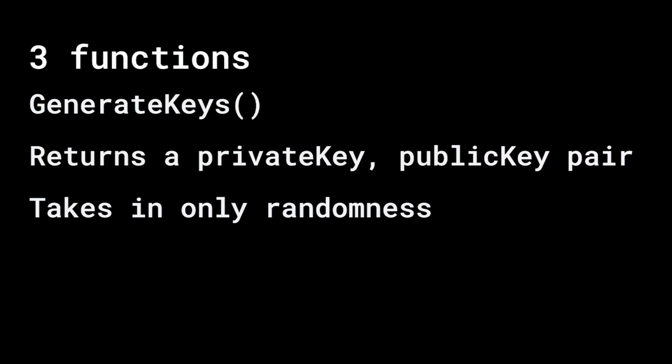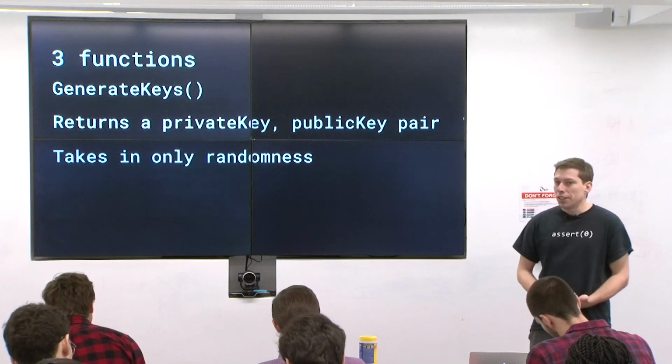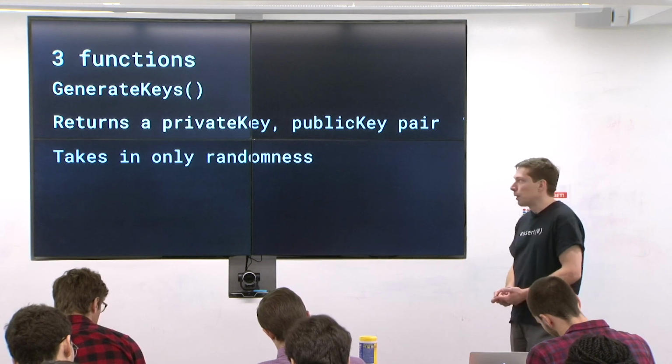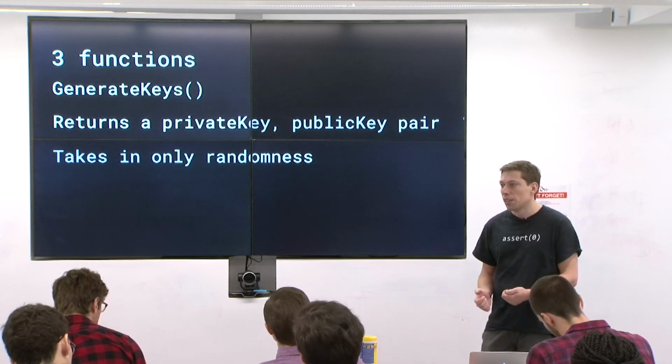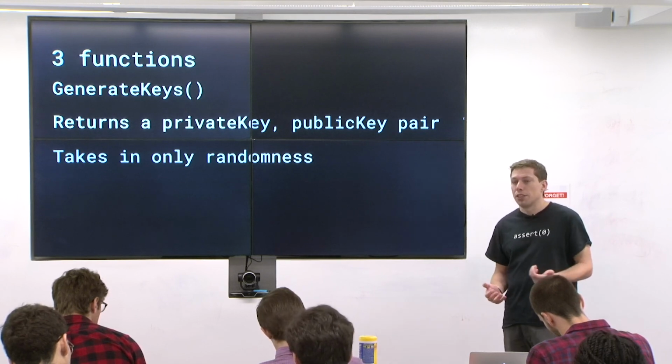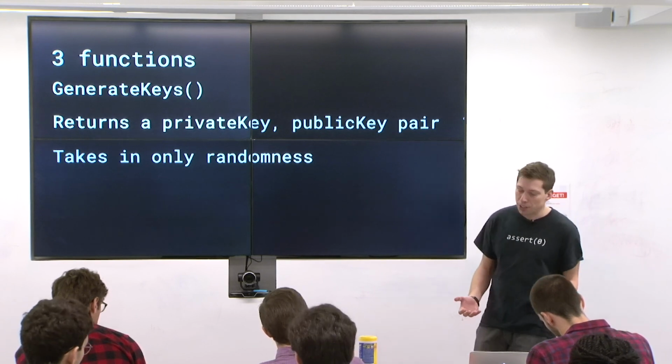The first one is generate keys, and it returns a private key, public key pair. And it generally doesn't take any arguments, but it takes in randomness. You need to flip coins. You need to find random 1 and 0 bits. And it has to be long enough that no one else can guess what your private key is.